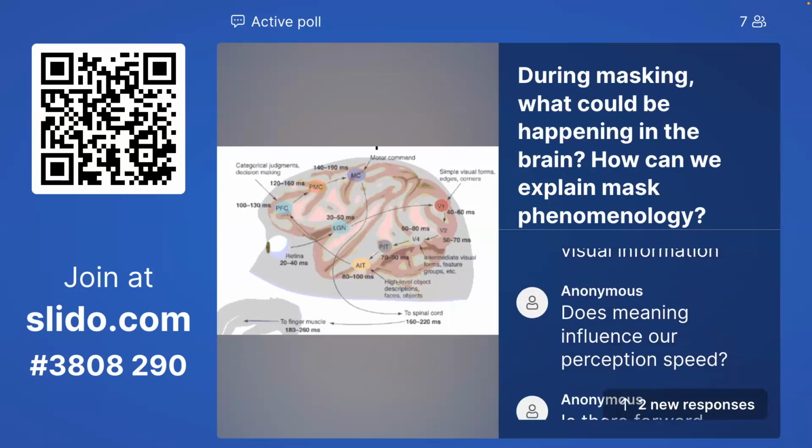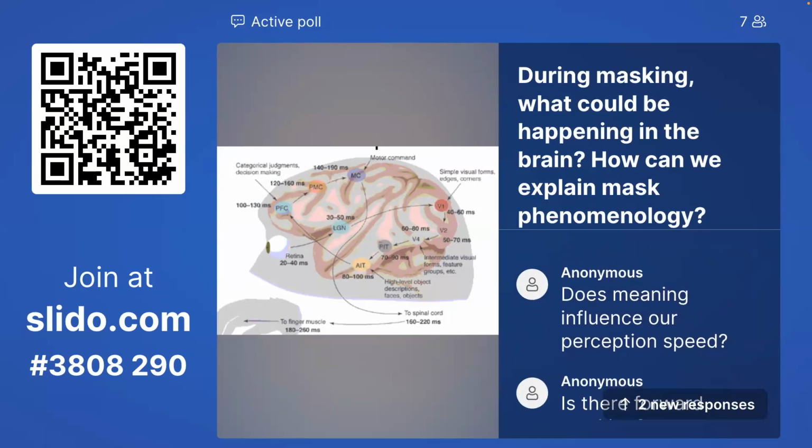New response: does meaning influence our perception speed? That's a very interesting idea. And what do you think? What's your hypothesis? Do you think that the meaningful stimulus takes more time to see? Okay. Then who thinks a meaningless stimulus takes more time to see? Okay. Maybe somebody who hasn't said much? Maybe you.